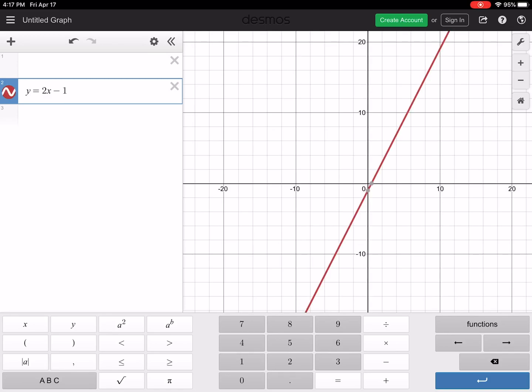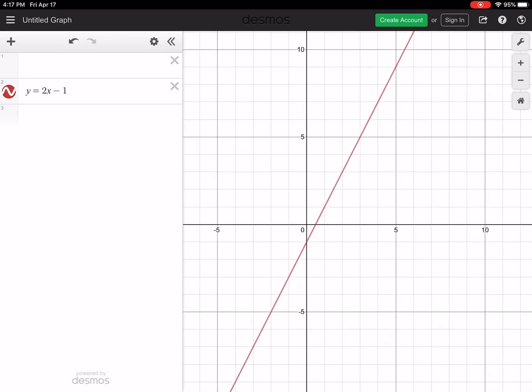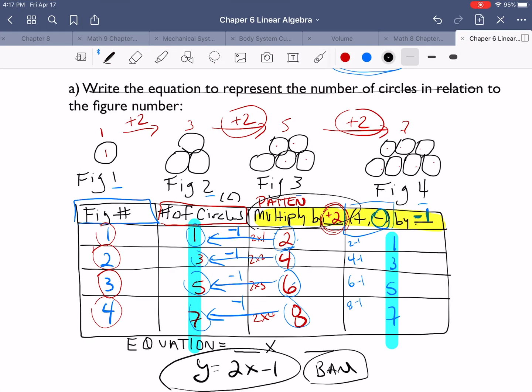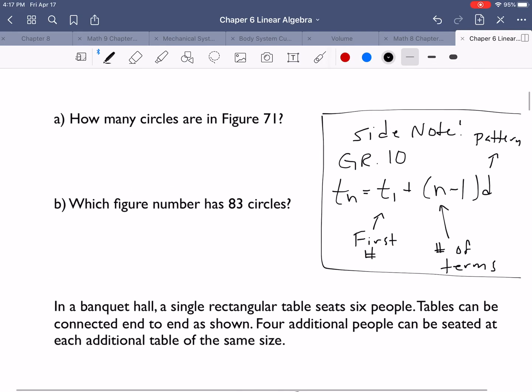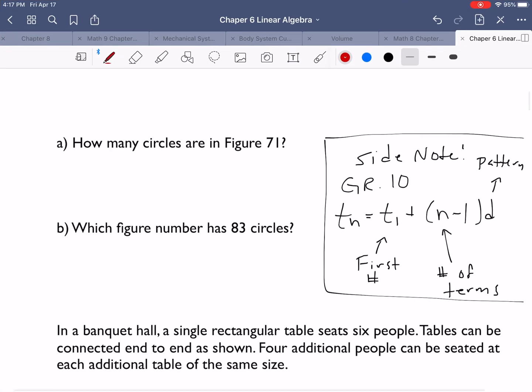So now you can see that you have a beautiful graph just like that. Okay, awesome, good job. So now we're going to go to these questions that I talked to you about before. And the first thing you always got to do is write down your formula.